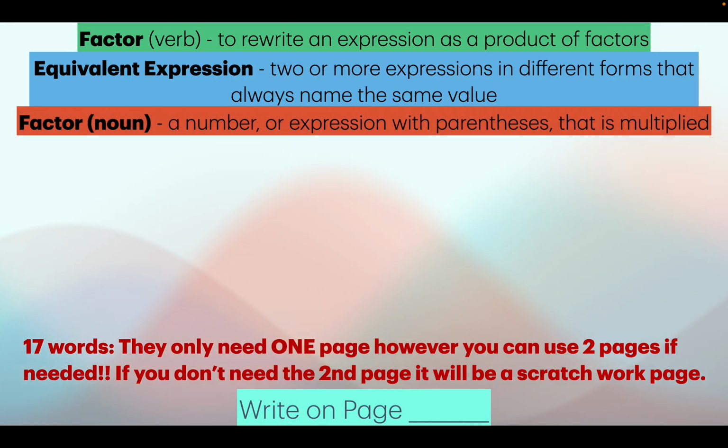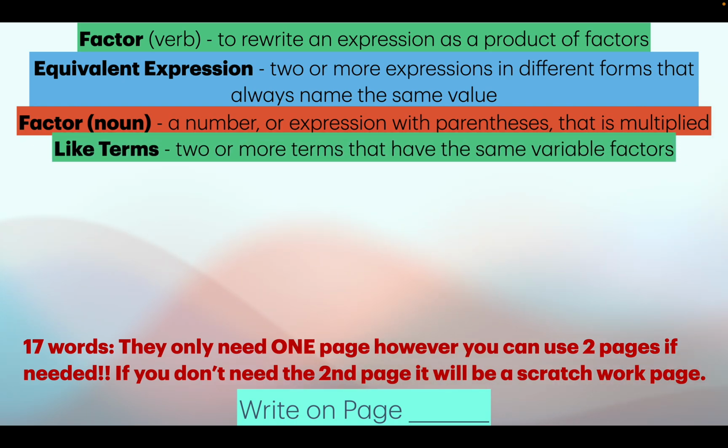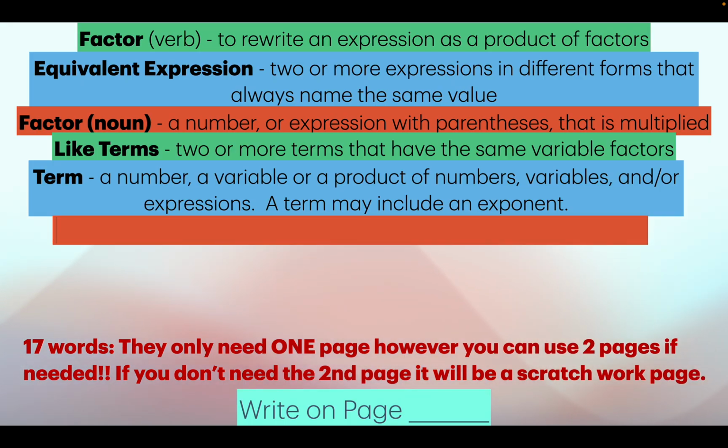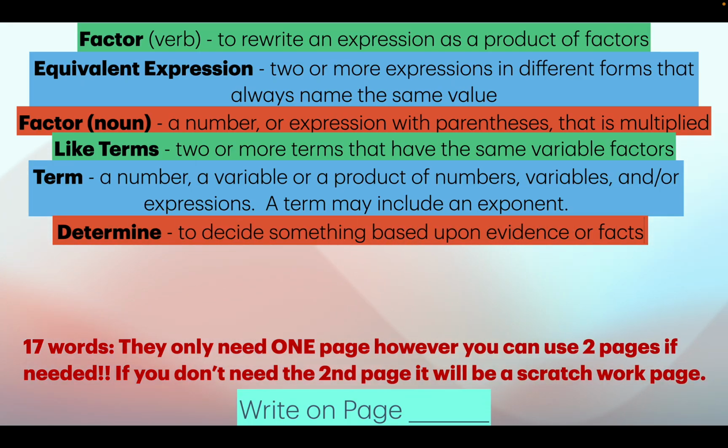Factor as a noun: a number or expression with parentheses that is multiplied. Like terms: 2 or more terms that have the same variable factor. Term: a number, a variable, or a product of numbers, variables, and or expressions. A term may include an exponent. Determine: to determine something is to decide something based upon evidence or facts. You might be told to determine the answer or determine the solution to a problem.